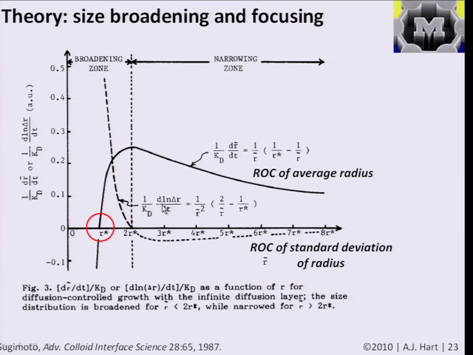And I don't want to think more about whether this boundary is actually smaller or larger, but let's just remember that there is a critical difference in regimes between the case of broadening the distribution and focusing the distribution. And it relates to the way that monomer is supplied to the particles and how the growth kinetics of individual particles depend on their size.